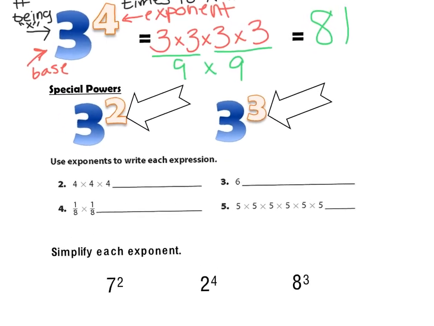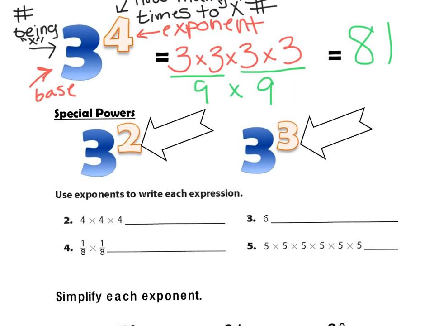Okay, here we also have some special powers. We have 3 with the little guy 2. This little guy here, we call squared. So you could call this 3 to the second power, or you'll hear it referred to as 3 squared. Also here, this little guy 3, you could say 3 to the third power, or you could say 3 cubed.